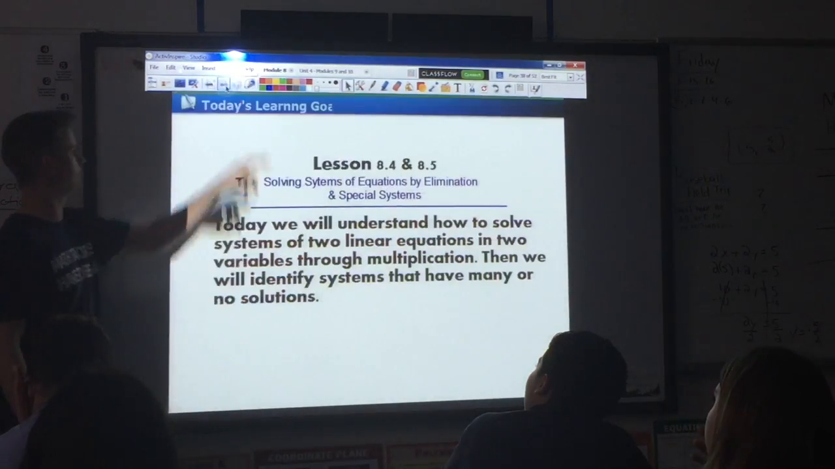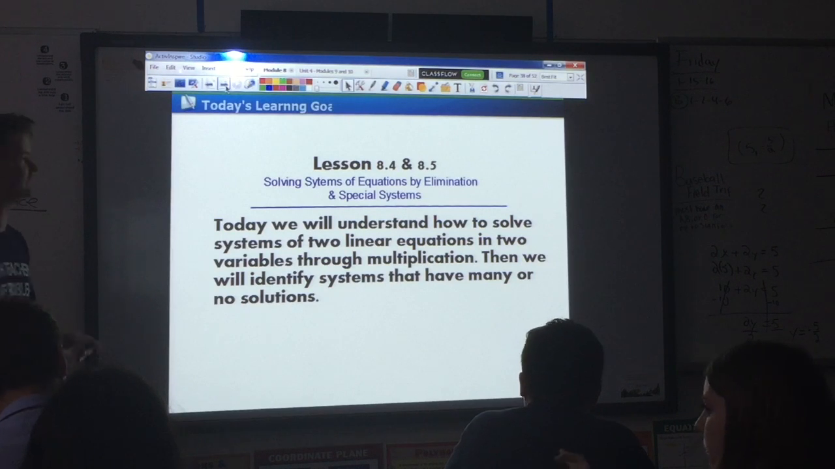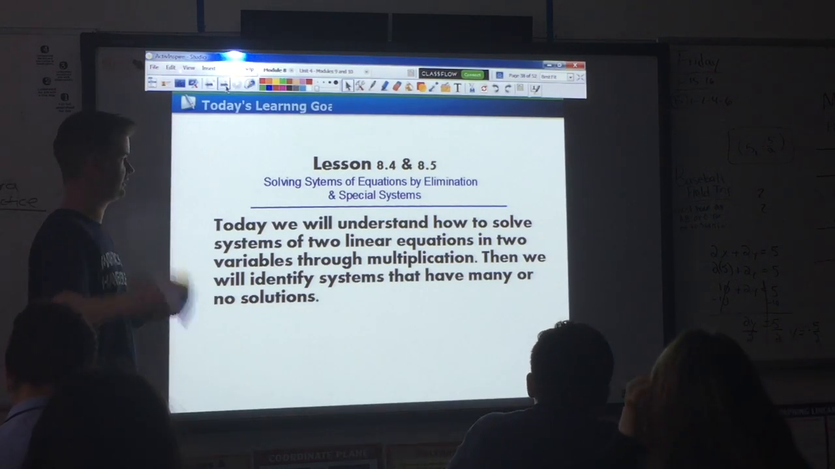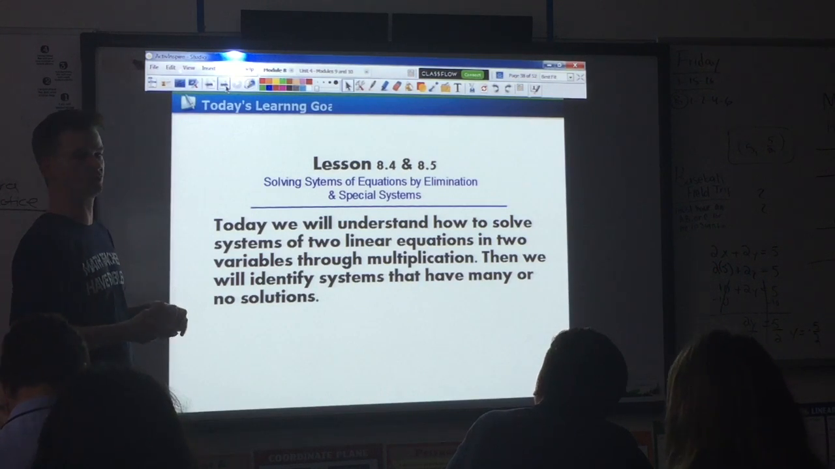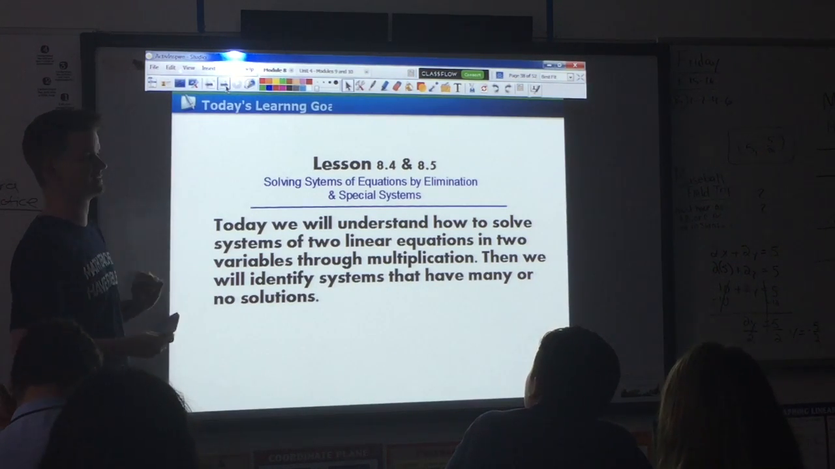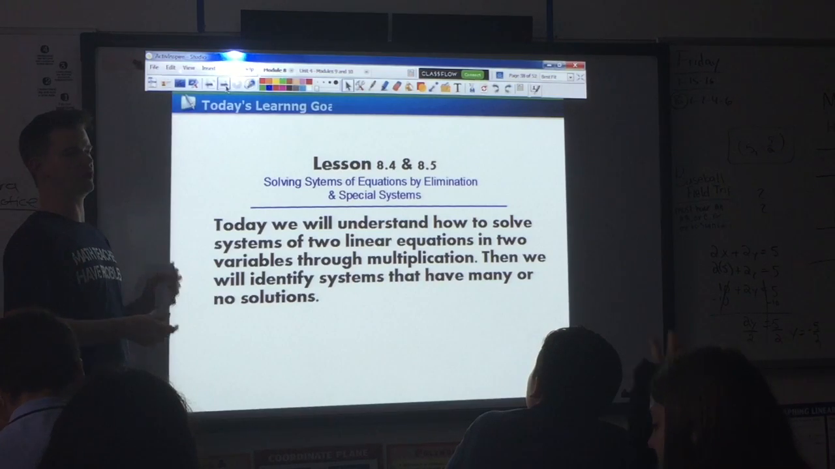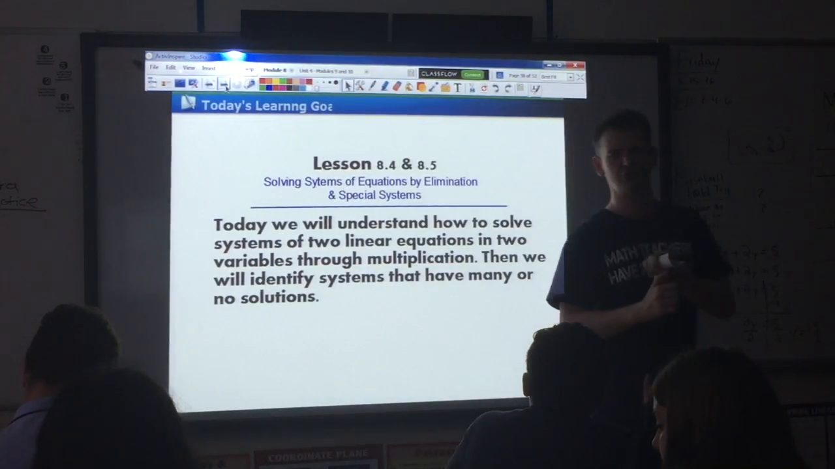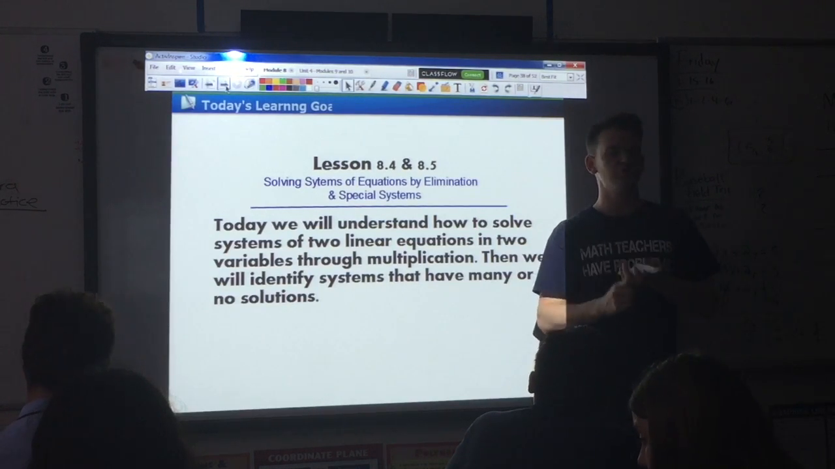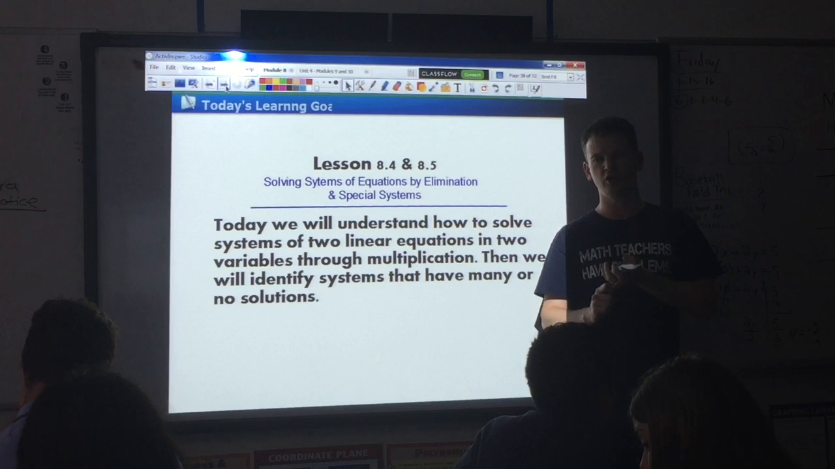Today, we finish up Module 8. We're going to do 8.4 and 8.5. Specifically, we're going to learn how to solve systems of equations through elimination, and we're going to work with special systems. Last time we were here, we were solving systems that required us to either A, identify the inverse coefficients, or B, create the inverse coefficients by multiplying an equation by -1.